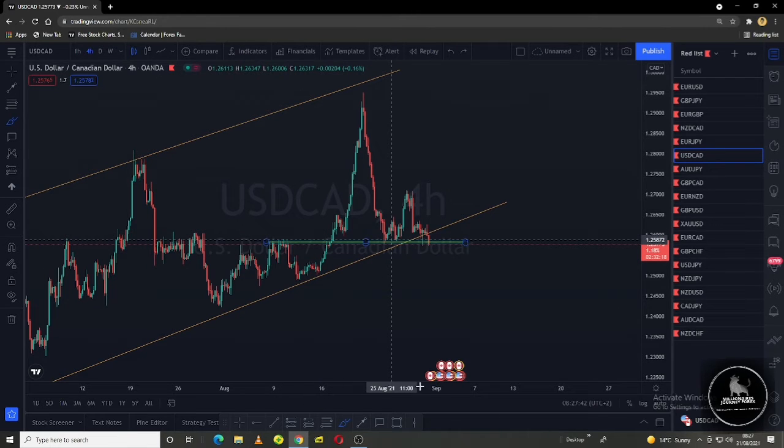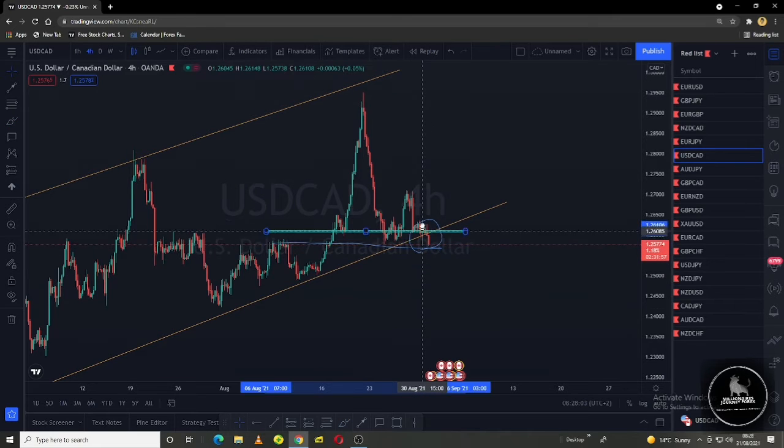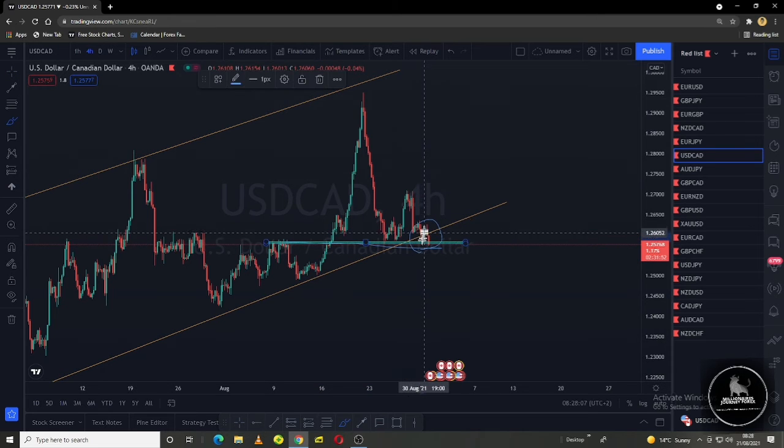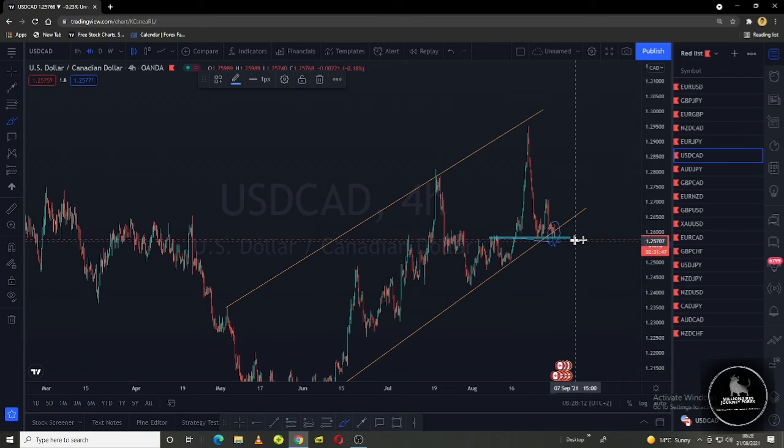As you can see, price broke out of the trend line, right? Then when it got to this level, it rejected and pushed up a bit. Now it's coming back down. If it closes below this level, then I can look for a trade to go with it to the downside, right?